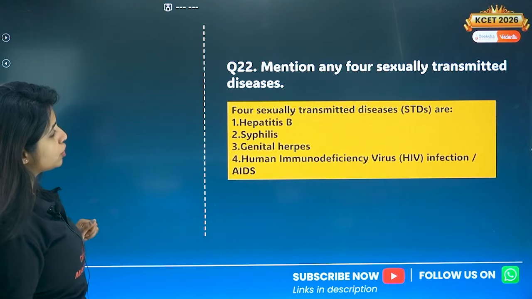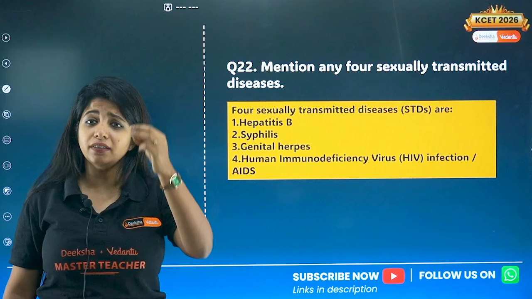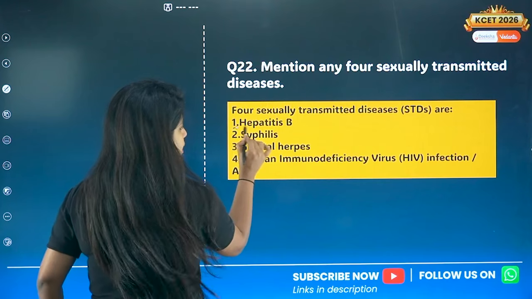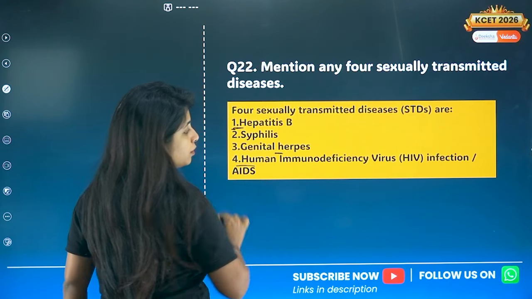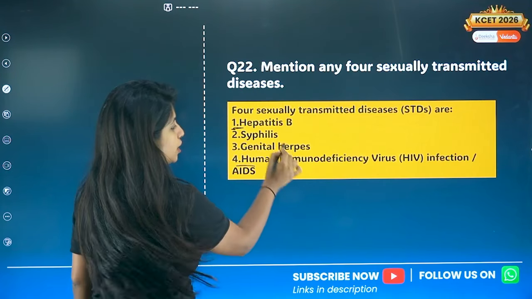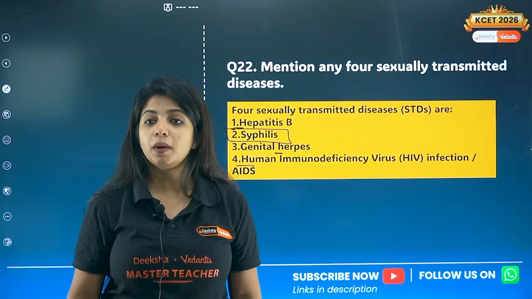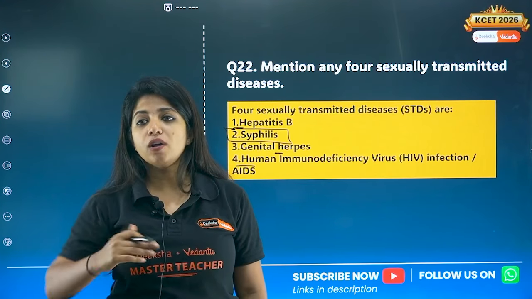Now, going ahead to the next question, mention any 4 sexually transmitted diseases. Okay, 3 of them are very easy, they start with H only. Hepatitis B, genital herpes, and human immunodeficiency virus, that is HIV. So HHH. Apart from that, syphilis you can remember, or if you want, gonorrhea you can remember, chlamydiasis you can remember. All of them are what?